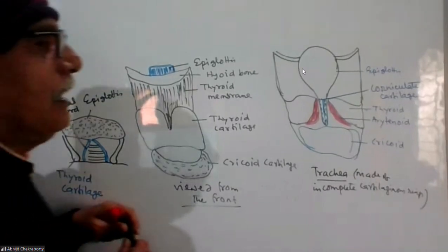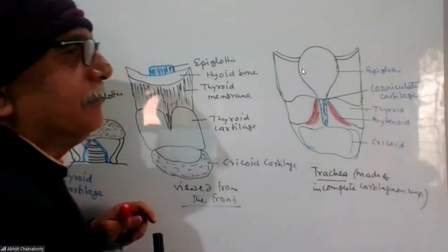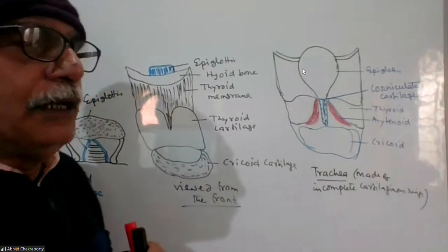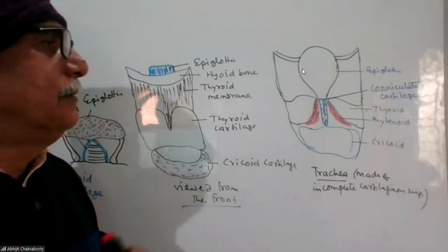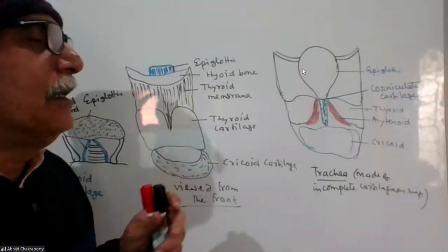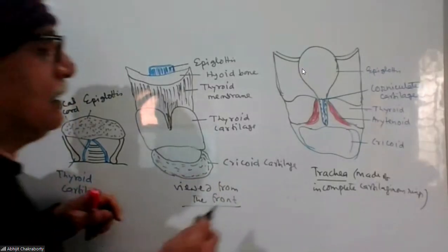The trachea is lined by pseudostratified epithelium, so that it can help in the movement. Pseudostratified ciliated. Remember this, the trachea is lined with.